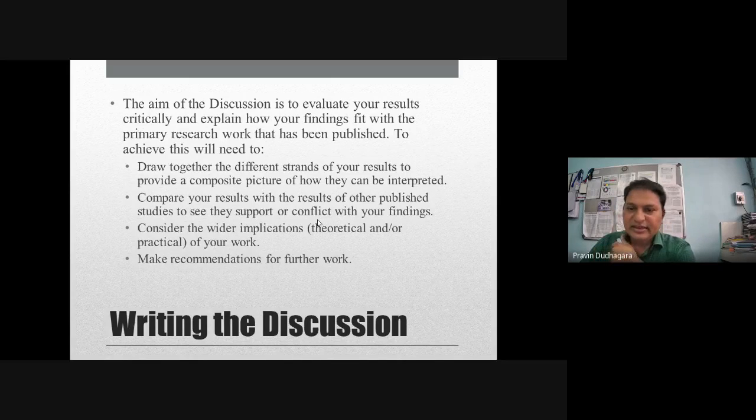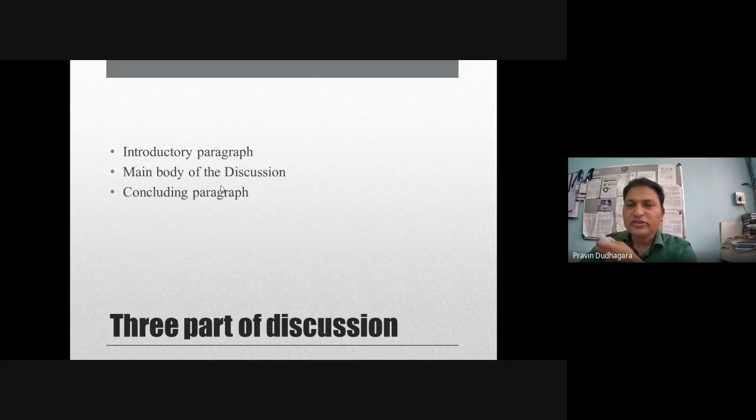Writing the discussion. Generally the discussion is introduced in three parts: an introductory paragraph, the main body of the discussion, and a concluding paragraph. Clear? In the introductory paragraph, you introduce your output along with the output already published by other authors. In the main body, you compare the results, and in the concluding paragraph, you stress some limitations and advantages of your work.